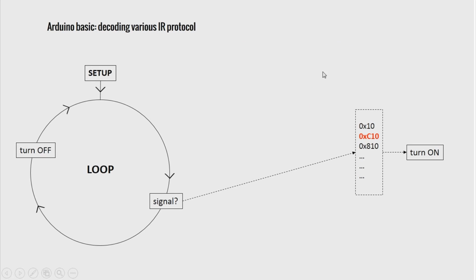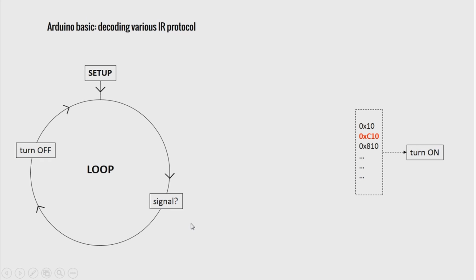For the NEC, it is a bit more complicated. Let's see our loop diagram. For the sketch that we've done so far, this is what the loop consists of. Only checking the incoming signal, turning on if it received the correct signal, otherwise, stay off.